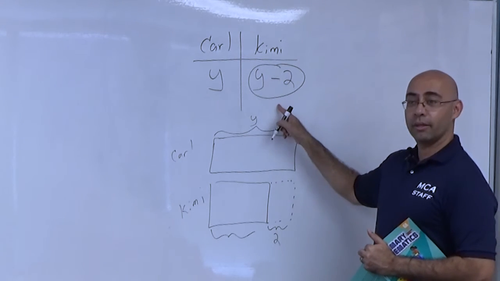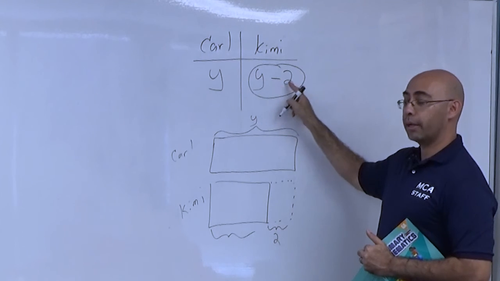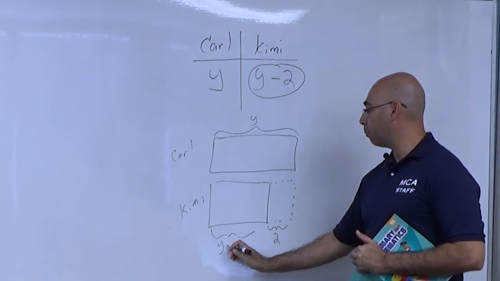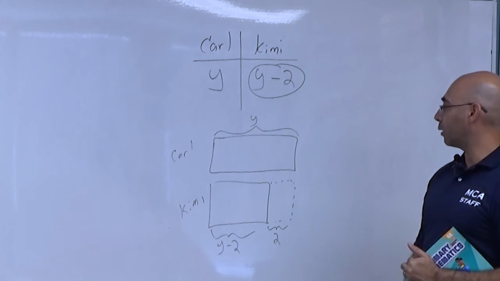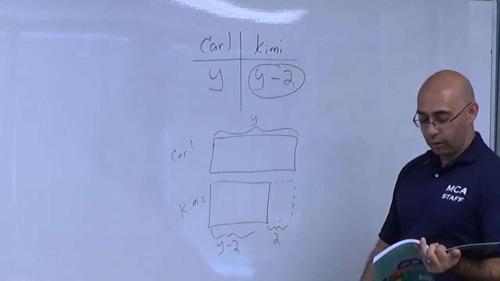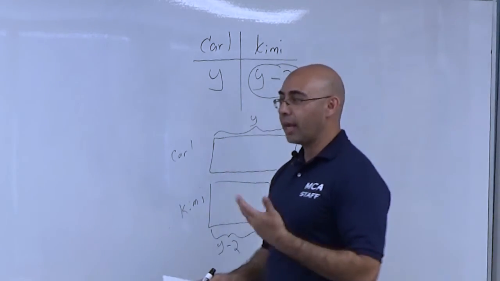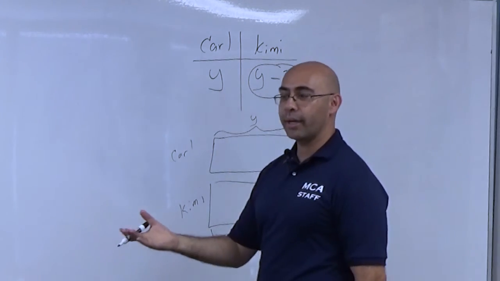So how old is Kimmy? y minus 2. That's basically how you model it. There's y, you take part of it away, that's what you have left over. All right. Pretty simple, right? So the idea is just this. How to write an algebraic expression.